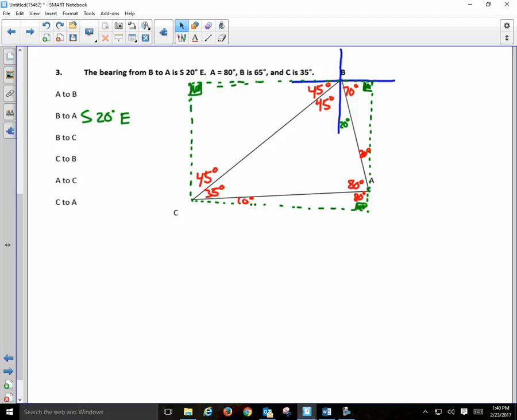More difficult to set up and to see, right? It's a lot easier if it's tilted more or if you have a straight east, west, north, south line. So south 20 east. So from south, if I turn 20 to the east, what is that? Give me a numerical bearing to go with this. 160. Good.